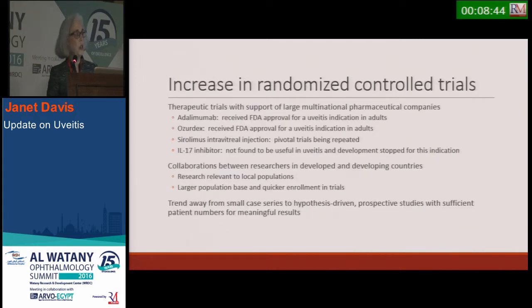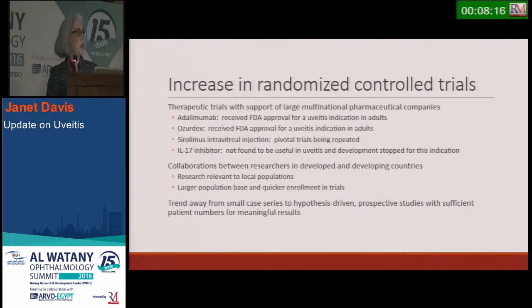There's been a large increase in randomized controlled clinical trials for uveitis. They've been successful in getting FDA approval in the United States for adalimumab and Ozurdex. The intravitreal injection of sirolimus is still in trial. They're having to redo some of the pivotal trials. And the IL-17 inhibitor was found not to be useful in uveitis treatment, which was quite interesting, but good that it was put to the proper test, and now it can be discarded and no longer investigated.